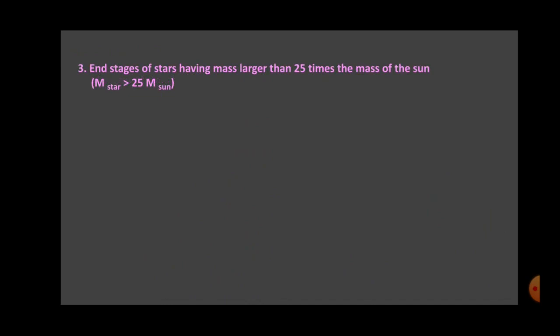So the third one is the end stages of stars having mass larger than 25 times the mass of the sun. They are much bigger than the sun. Now these stars evolve like the stars of the second type, which have mass between 8 and 25, but after the supernova explosion, the pressure is not capable of balancing their huge gravitational force, and they continue contracting forever.